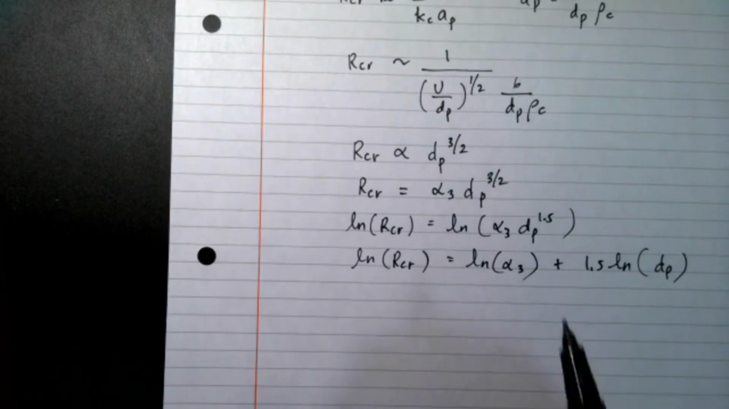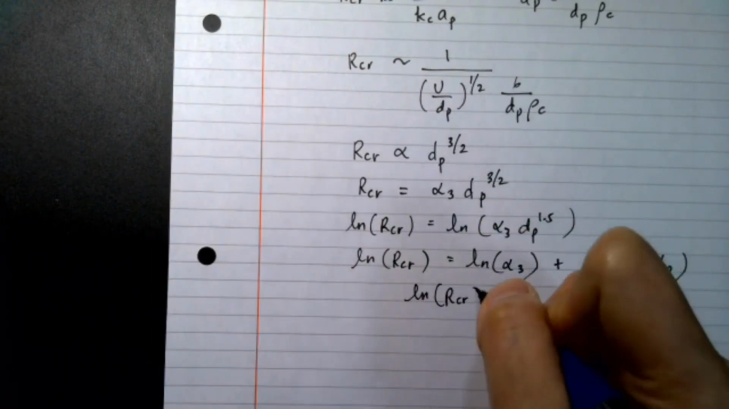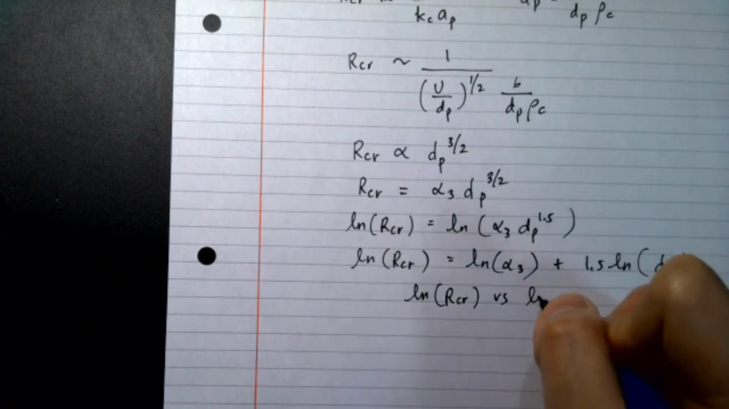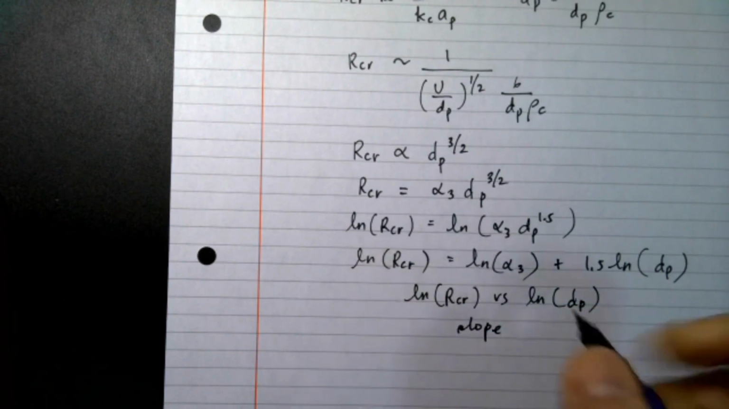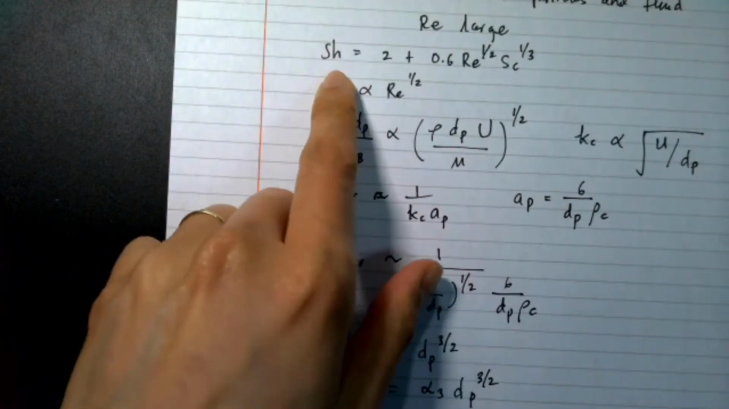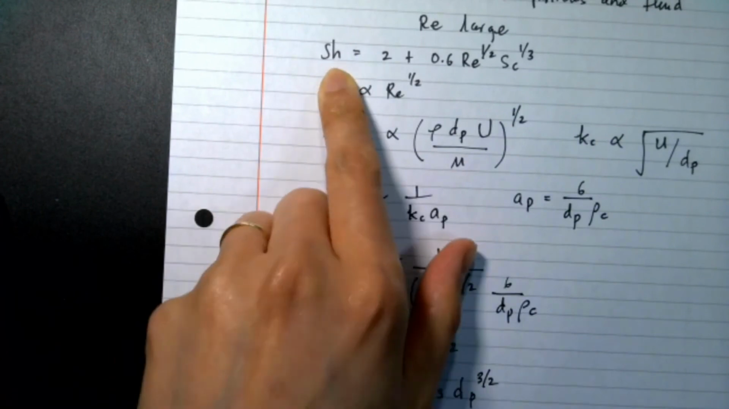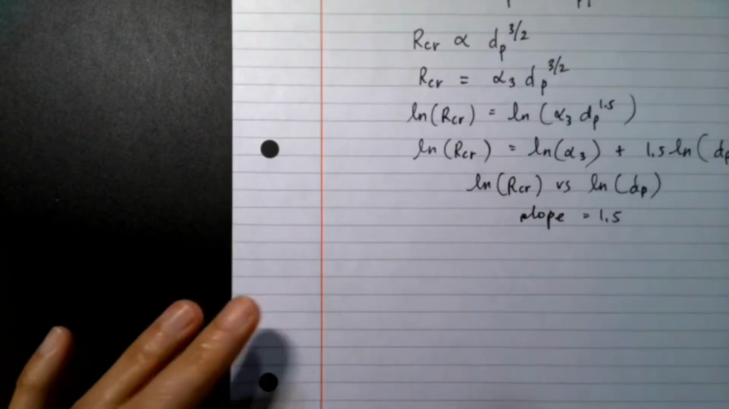Therefore, plotting the log of the combined resistance RCR versus the log of the particle diameter dp will give us a slope of 1.5. The Frössling correlation is not the only correlation that is available for calculating the mass transfer coefficient Kc. As we mentioned in our IPT, we have other correlations.